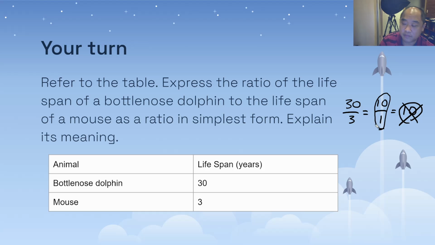So what does it mean? It means that in the life of an animal, when a dolphin has lived 10 years of its total life, the mouse has lived 1 year of its total life. Or it means that dolphins live 10 times longer than mice.